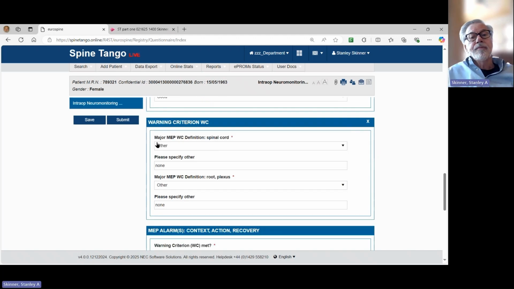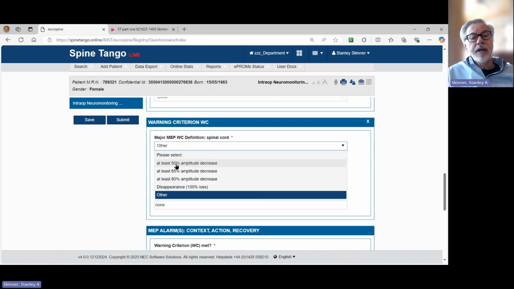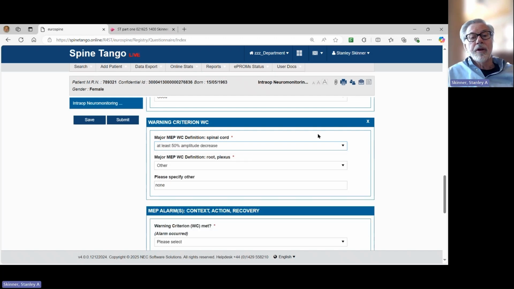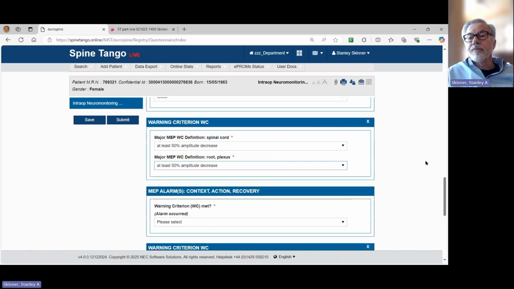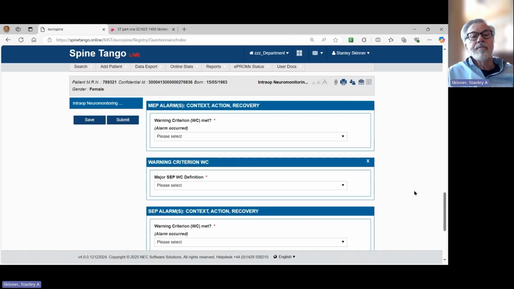Warning criterion. You'll be asked one time for the major MEP warning criterion definition for spinal cord. Let's say it's going to be a 50% amplitude decrease. Notice there are other answers, including disappearance or other. But let's say we use a very liberal criterion, 50% amplitude decrease peak to peak for spinal cord, and for root and plexus 50%. Then we move on.